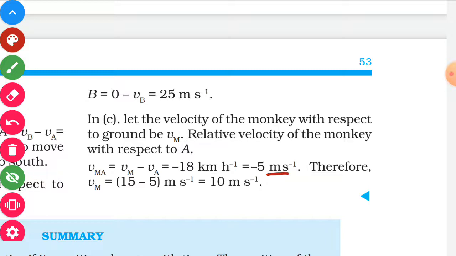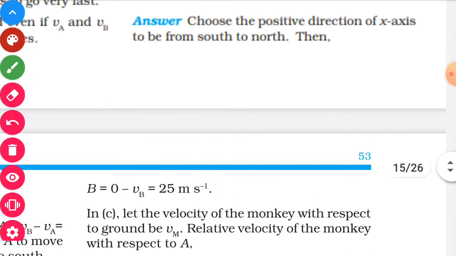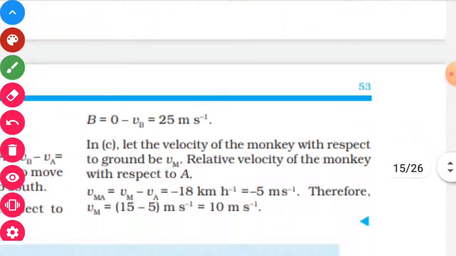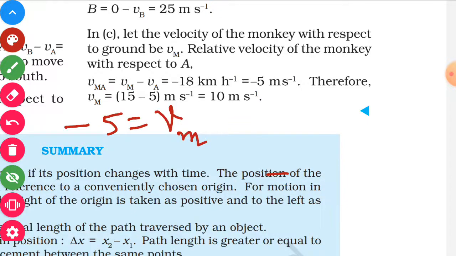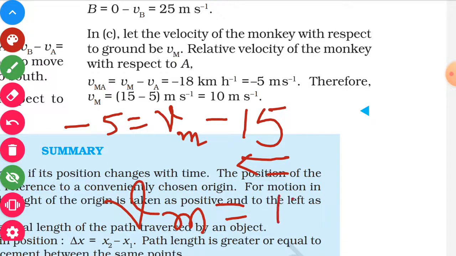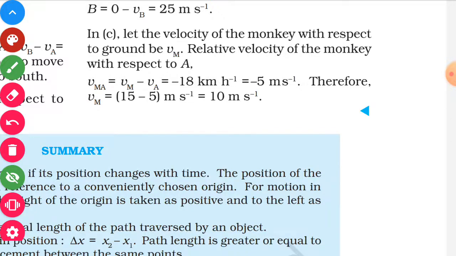Now VMA is given, how much? It is 18 km per hour, that is minus 5. So we can easily calculate: minus 5 is equal to VM, that is velocity of monkey with respect to ground, minus the velocity of train A. What is the velocity of train A? It is 15 meter per second. This goes on the other side. So VM you will have, it is 10 meter per second. So these are some of the examples of relative velocity.